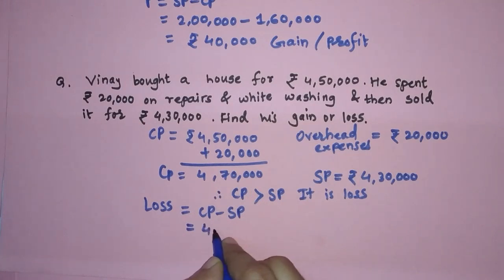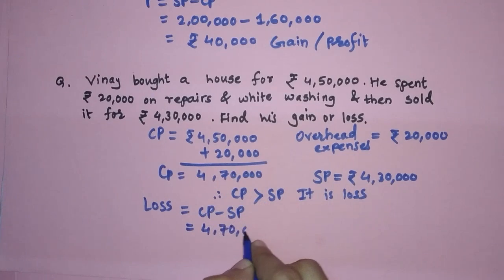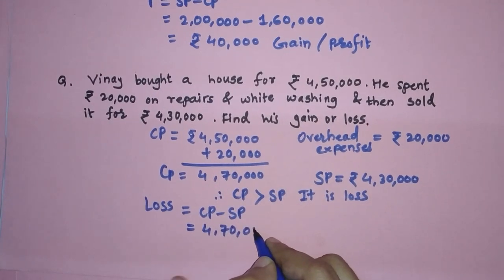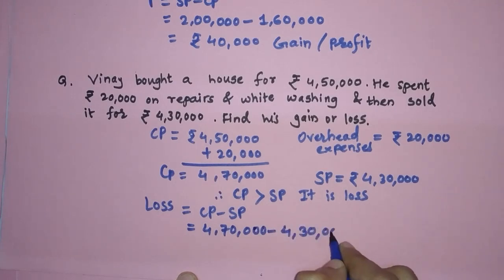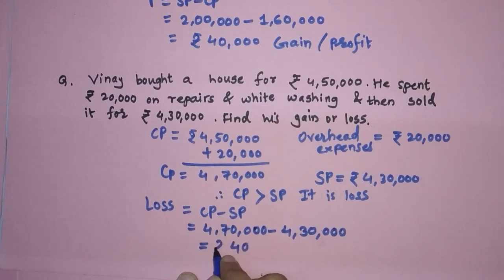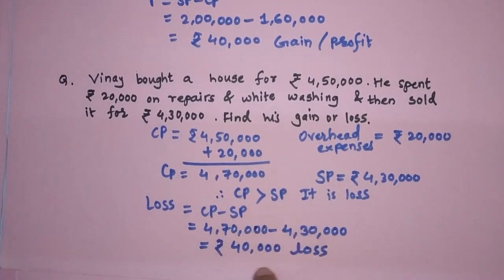We'll remove 4,30,000 from this amount: 4,70,000 minus the selling price, 4,30,000. We get 40,000 rupees, and it is a loss. So in this transaction, Vinay incurred a loss.